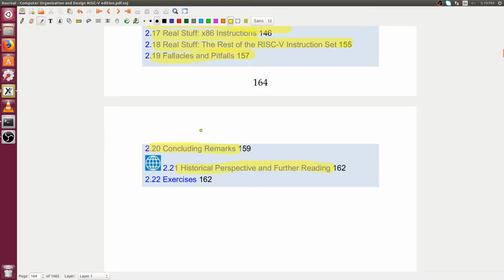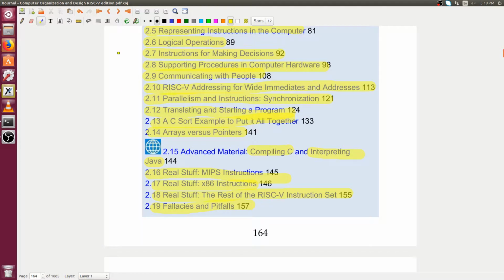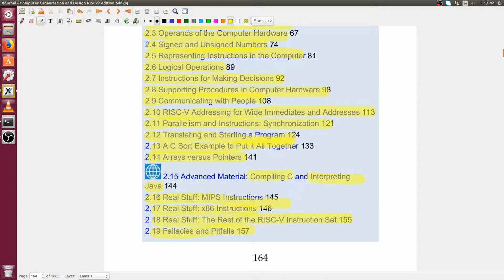So let's see. We have less than 100 pages to get through. If we wanted to just get through the main portion of this, we really have about 80 pages. We want to get to about arrays versus pointers, or maybe compiling C and interpreting Java. That's about as far as we need to get with this.